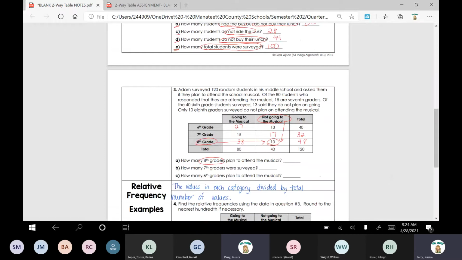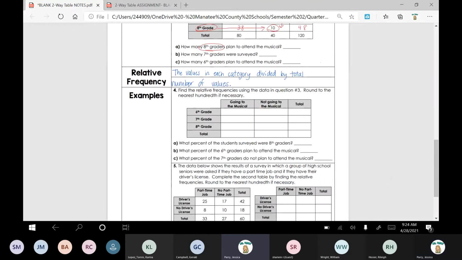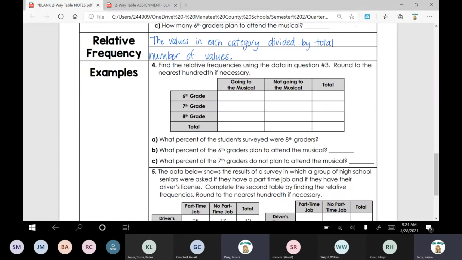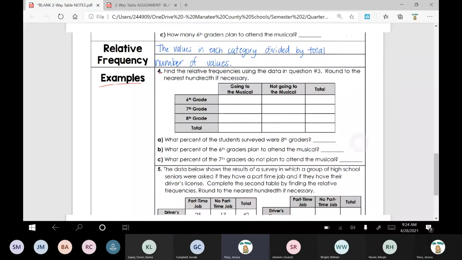Okay, let's look at our last little section here, relative frequency. And what is that? It is the values in each category divided by total number of values. Okay, so we've got our example here, number 4. It says, find the relative frequencies using the data in question number 3. Round to the nearest hundredth if necessary.